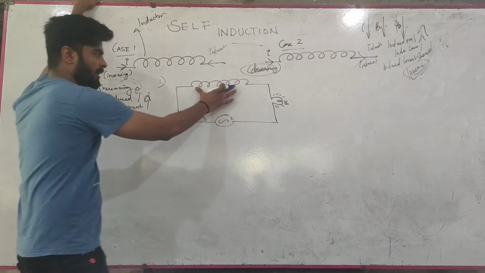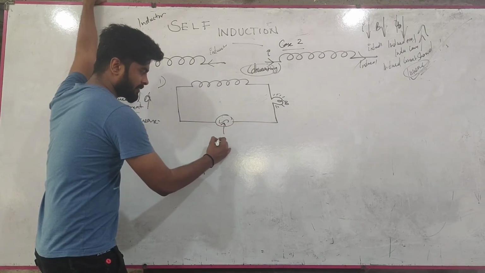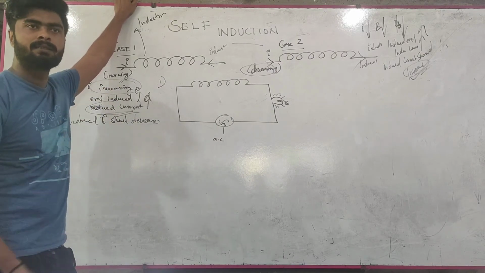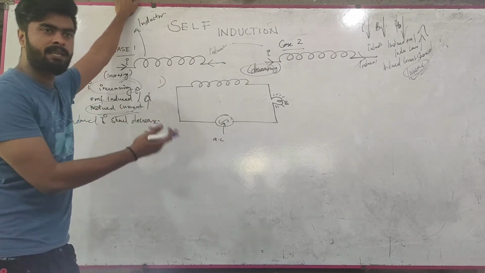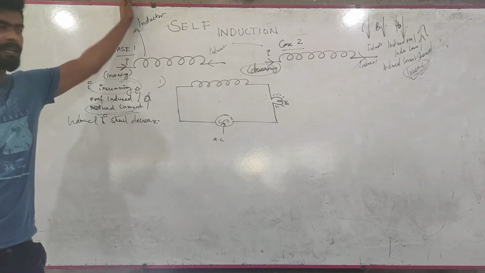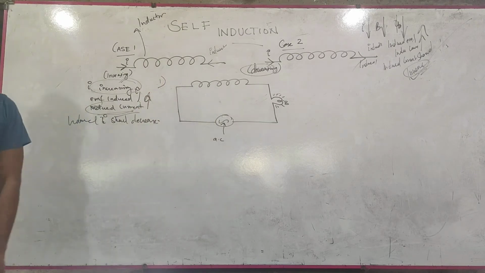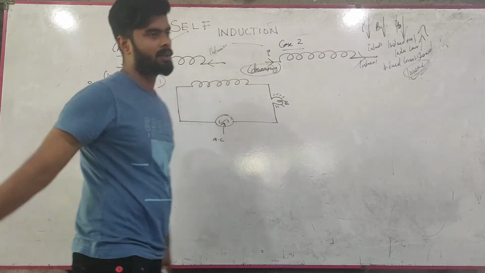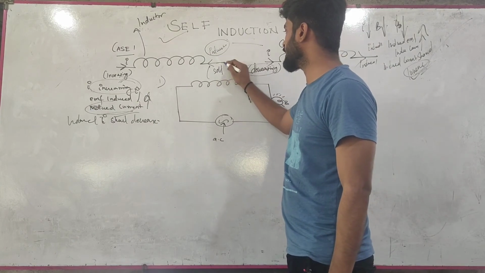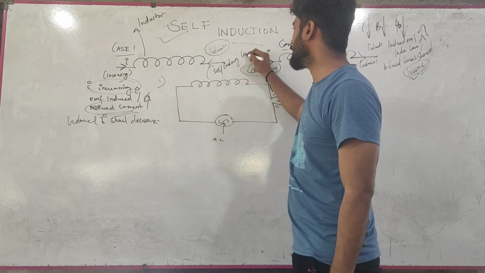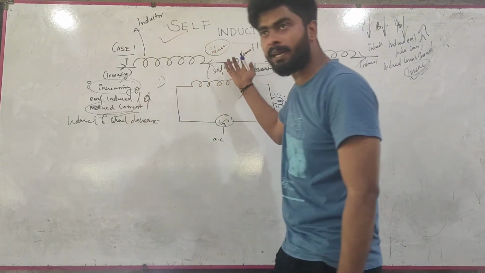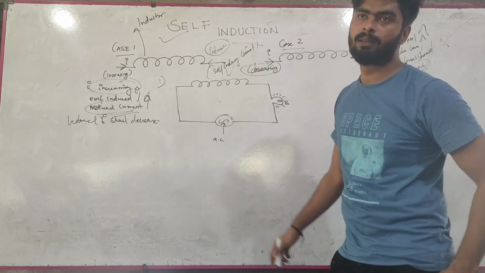Here you can see one coil. This is an AC source, an alternating current source. That means the current will be changing. If changing current is coming, it's obvious that there will be a change in magnetic flux, and therefore there will be an EMF induced. This process is called self-induction. The induced current in this coil is what is called self-inducing current, which the coil has formed in itself.